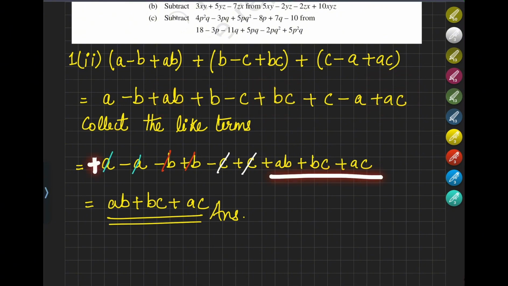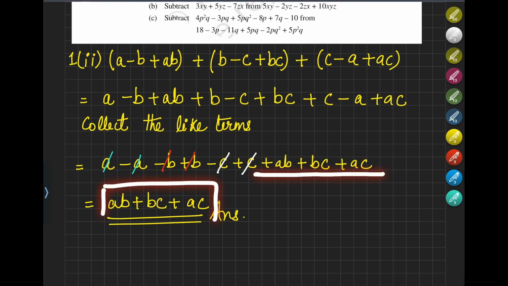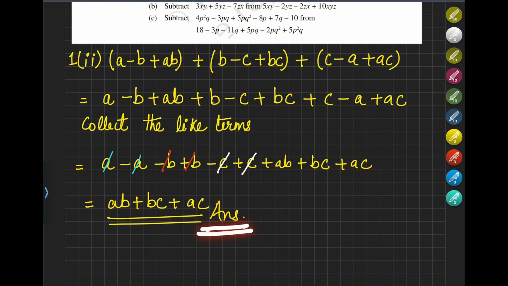Now we see that plus A minus A is equal to 0, minus B plus B is equal to 0, minus C plus C is also equal to 0, because the sum of the numerical coefficient of these, that is plus 1 and minus 1, is 0, plus 1 and minus 1 is 0, and plus 1 minus 1 is also 0. So 0 plus 0 is 0, 0 plus 0 is also 0, and 0 added to all this number is the same number, that is AB plus BC plus AC is the answer for the second one.